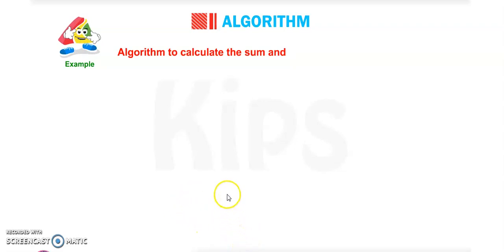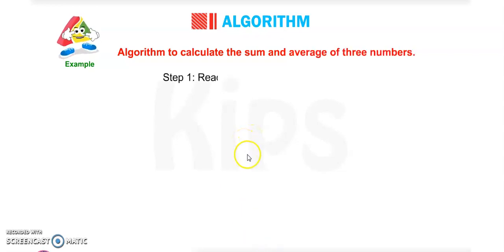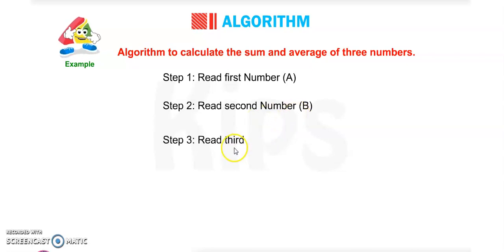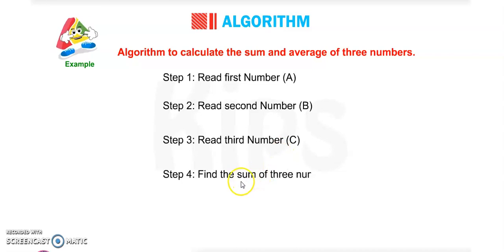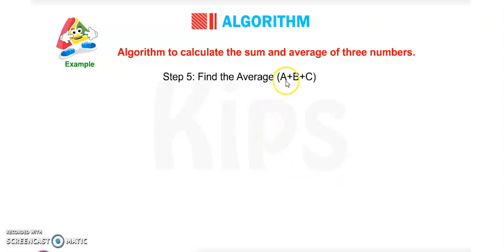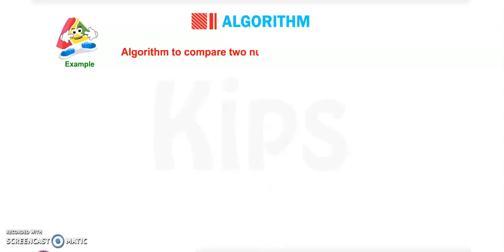In a computer, or if we want to solve any mathematical problem, we also follow an algorithm. Algorithm to calculate the sum and average of three numbers. How can we write it? Step 1, read the first number A, then read the second number B, and then read the third number C. After that, find the sum of the three numbers, A plus B plus C. Then step 5, find the average: A plus B plus C divided by 3. We follow the formula for calculating the average of three numbers. After that, step 6, display the average result, then stop. So this is a simple algorithm for calculating the average of three numbers.